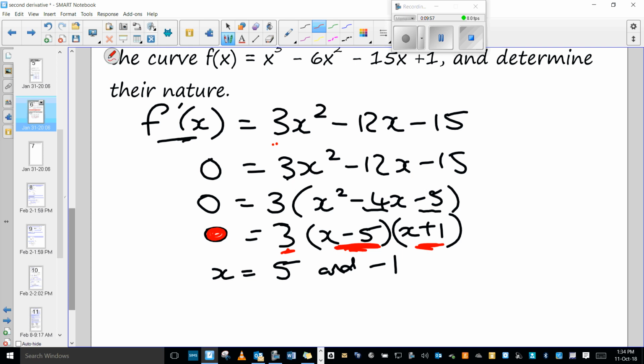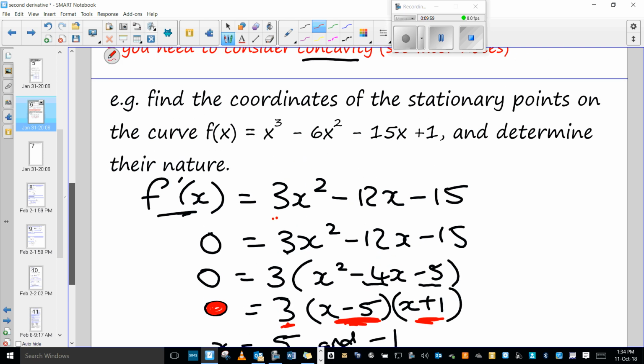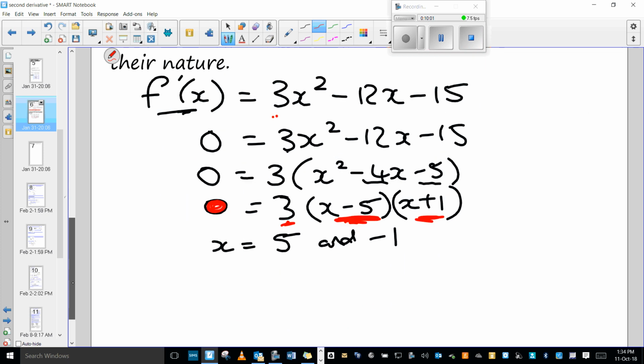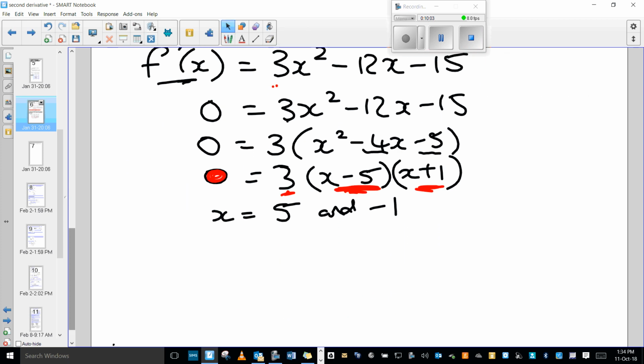Now, they actually want us to find the stationary points, so we have to find the y values. So we're now going to find f(5). Remember our fancy way of showing the substituting of 5 into it.